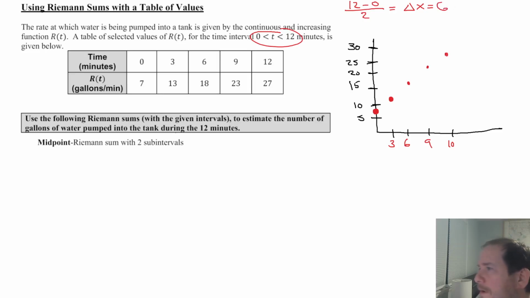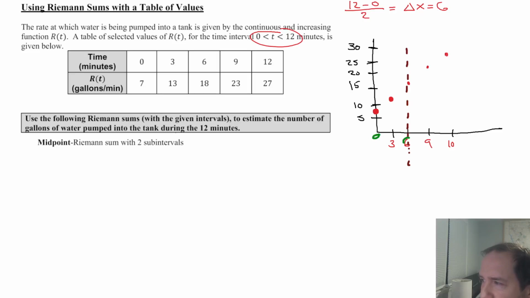So that means I would go from 0 all the way out to 6. Kind of put a line here. Then you go from 6 all the way out to 12. It's kind of like our 2 subintervals. They're just blobbing together the first 2 and the last 2 from when we were doing 4. Now why are they doing this? Well, they're doing it because we need to find the midpoints and evaluate them.